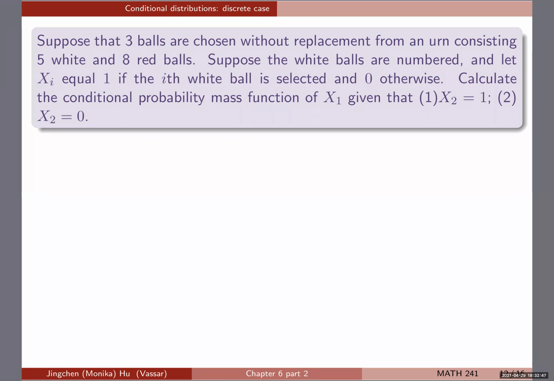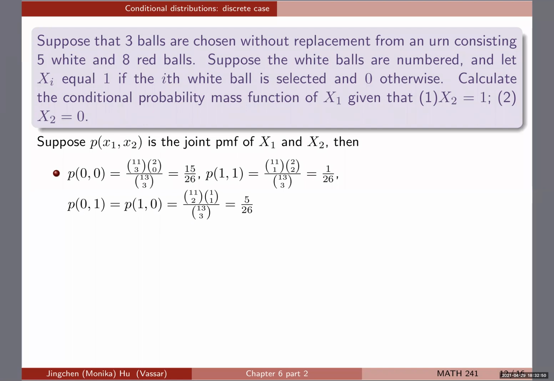The joint is when we write p of x1 and x2, the joint PMF of X1 and X2. So how do we get those probabilities? P00 means X1 equals 0 and X2 equals 0. Think about what it means in context. Xi equals 1 if the ith white ball is selected and 0 otherwise. And don't forget the white balls are numbered, so we're focusing on the first 2 white balls in particular.